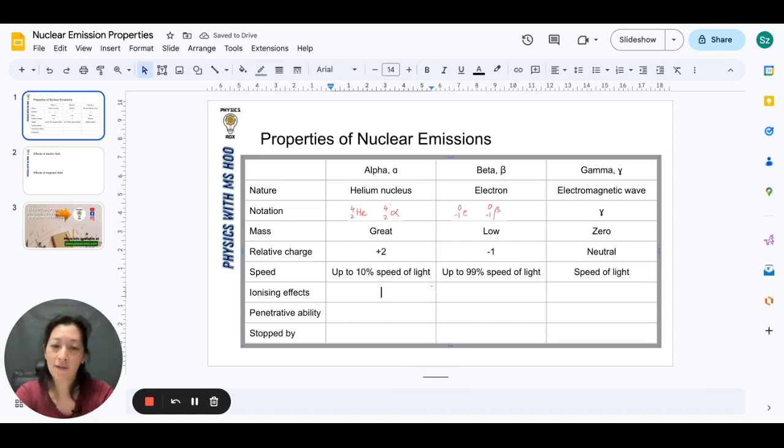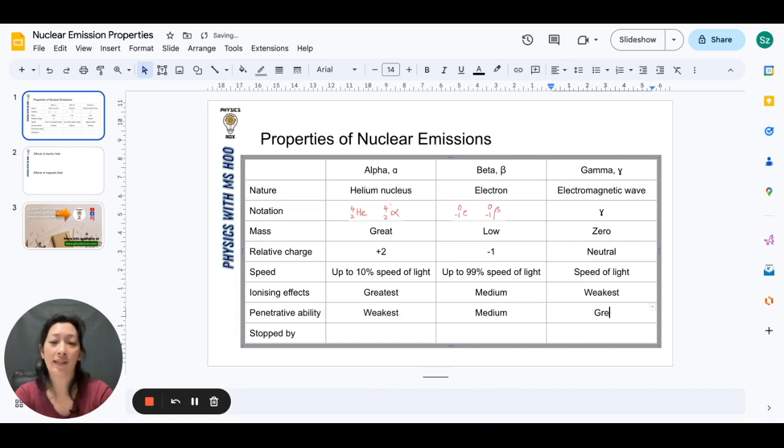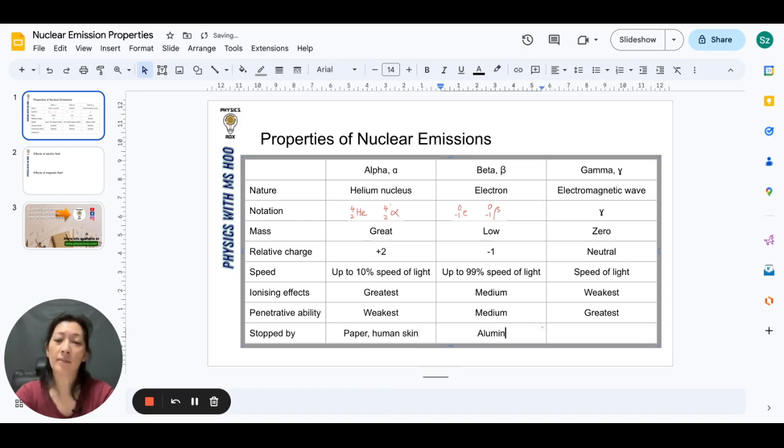In terms of ionizing effects, remember, again, this is a comparison. Alpha has the greatest ionizing effect. Beta is in between. So I'm just going to write here medium. Gamma has the weakest ionizing effect. Penetrative ability, opposite. Alpha has the weakest penetrative ability. Beta is in between, while gamma has the greatest. Alpha can be stopped by paper or human skin. Beta can be stopped by aluminium, while gamma needs to be reduced with lead or even very thick concrete.